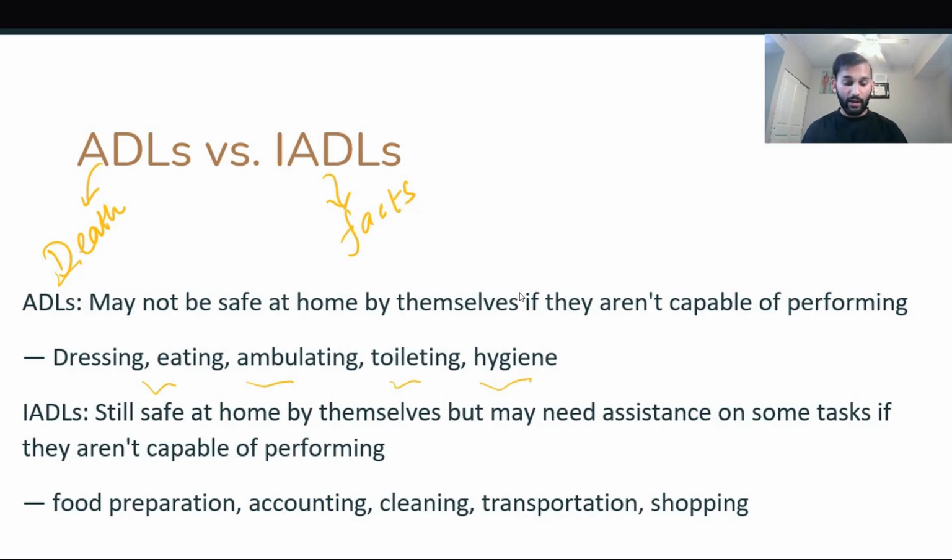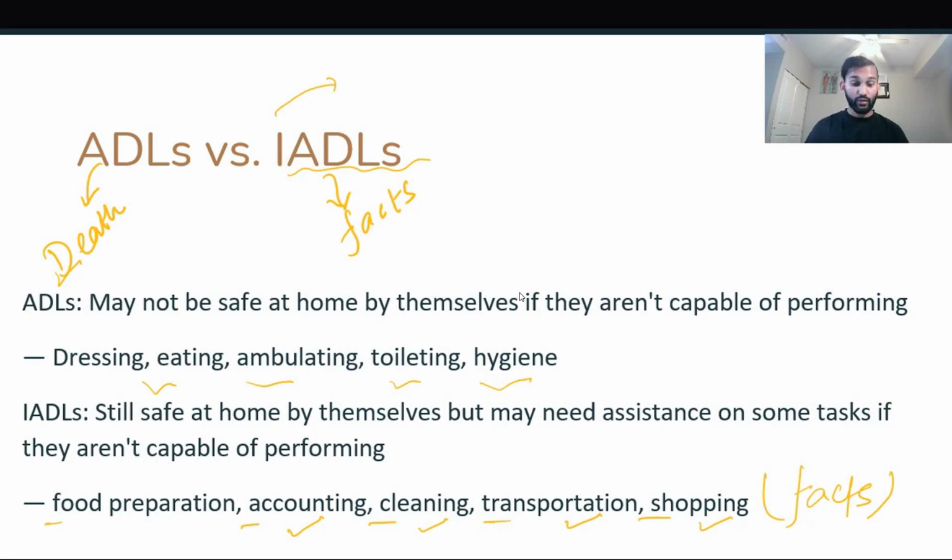One more thing about the ADLs: ADL stands for activities of daily living, whereas IADL stands for instrumental activities of daily living. IADLs means still safe at home by themselves, but they may need assistance with some tasks if they are not capable of performing them. So some kind of assistance is needed with the instrumental ADLs. For example, it includes food preparation, accounting, cleaning, transporting, and shopping, which is given by the mnemonic FACTS.